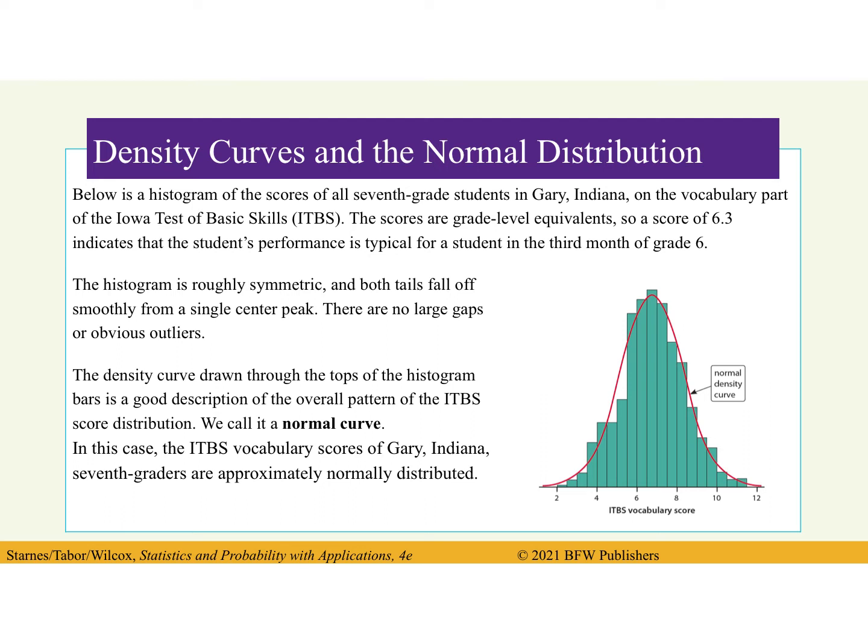The histogram here is roughly symmetric. Both its tails fall off smoothly from a single center peak. There are no large gaps or obvious outliers. So we can draw a density curve over the histogram to describe the overall pattern. That density curve is called a normal curve. So we can approximate the scores with a normal curve, it's approximately normally distributed, which is going to mean symmetric and unimodal.